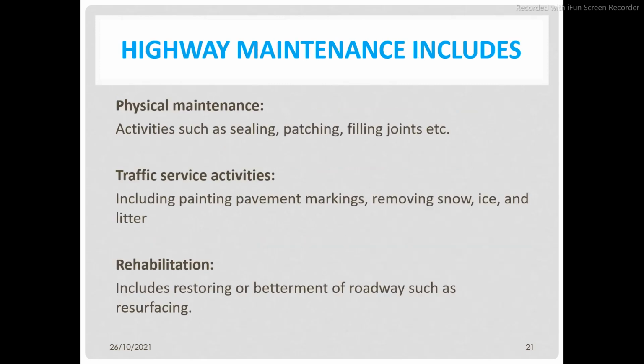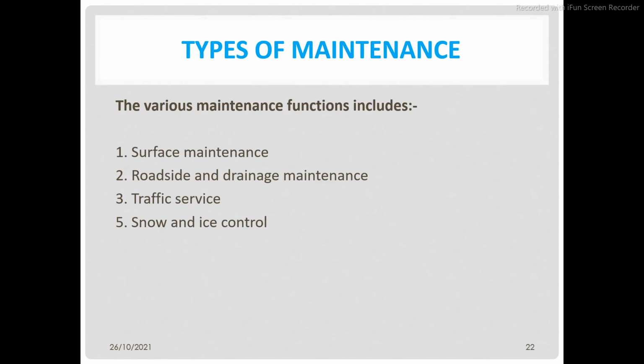Highway maintenance includes physical maintenance, traffic service activities, and rehabilitation. Physical maintenance includes activities such as sealing, patching, filling joints, etc. Traffic service activities include painting, pavement markings, removing snow, ice, and litter. Rehabilitation includes restoring or betterment of the roadway, such as resurfacing.